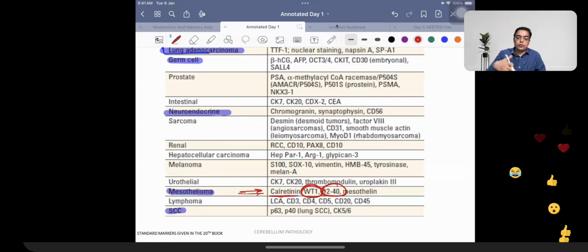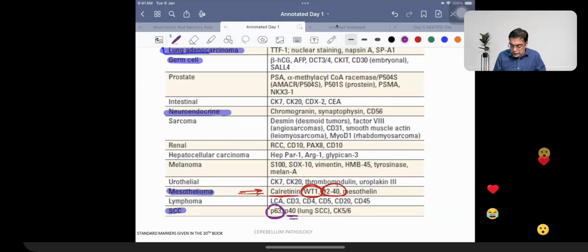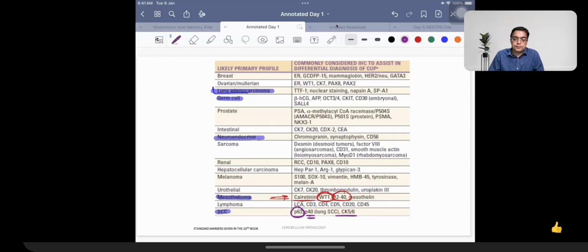Finally, squamous cell carcinoma is associated with P63, the big brother, and P40, the little sister, as I always say. And squamous cell cancer, cytokeratin 5-6. Cytokeratin 8-18 is the Mallory-Denk body. Cytokeratin 7-20 is for CUP, carcinoma of unknown primary. Cytokeratin 5 and 6 is for squamous cell carcinoma. That's what you need to remember.